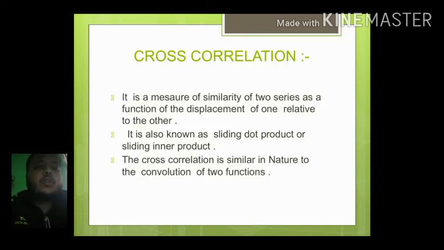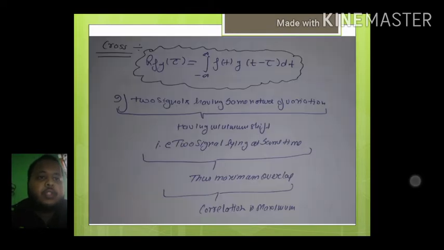So now cross correlation. It is a measure of similarity of two series as a function of the displacement of one relative to the other. It is also known as sliding dot product or sliding inner product. The cross correlation is similar in nature to the convolution of two functions. Here is the mathematical process of cross correlation.